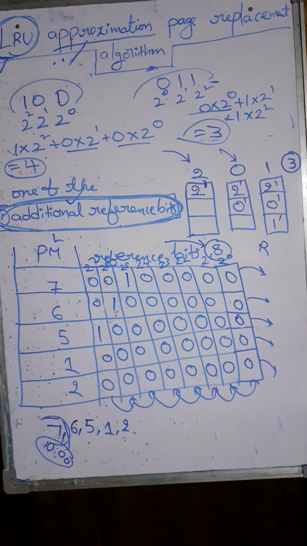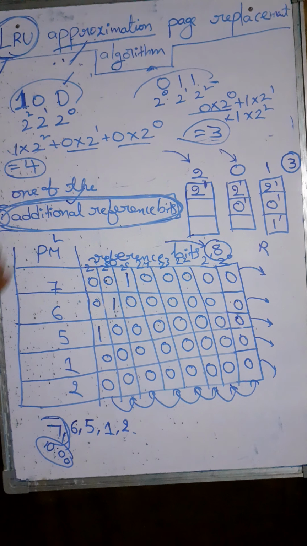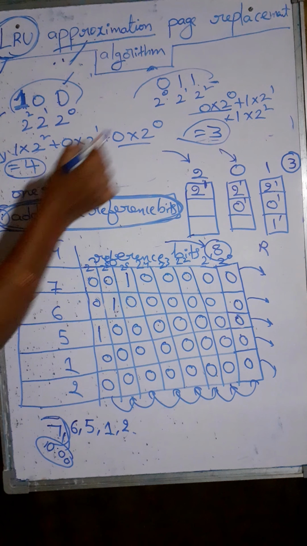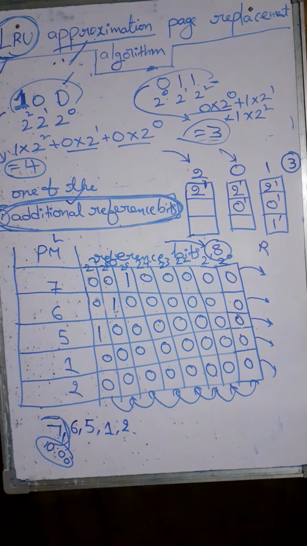If you observe, without calculating the value also, I can say which value is the largest and which value is the smallest. So see here, these are the lower bits and this is the higher order bit. If the higher order bit is 1, then the decimal value will be the largest value. If the higher order bits are zeros, then the decimal value will be the lowest.